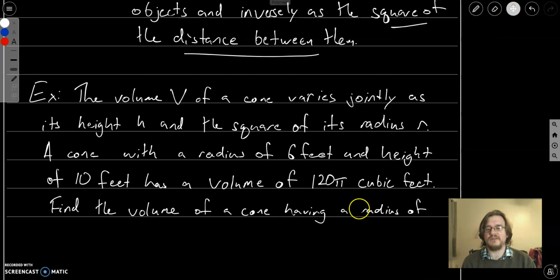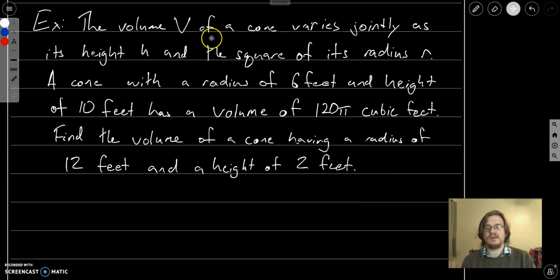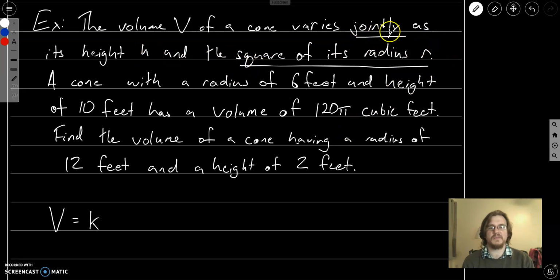So let's do one final question very quickly. The volume of a cone varies jointly as the height and the square of its radius. So let's write down an equation. V is going to vary as h and the square of its radius r. It's going to vary jointly, so it's going to vary as the product of h and r squared. Okay, so as the height gets bigger, the volume gets bigger. As the radius gets bigger, the volume will get bigger. So it's varying directly as both of these, jointly as h and r.